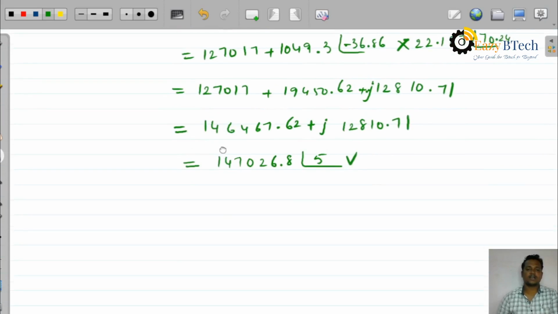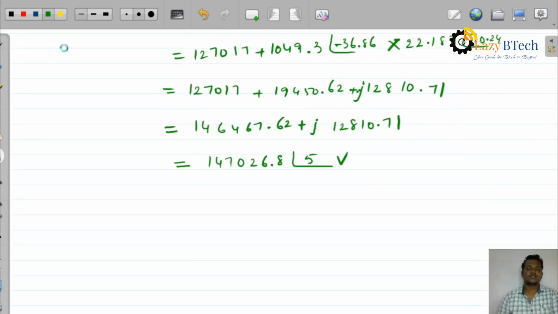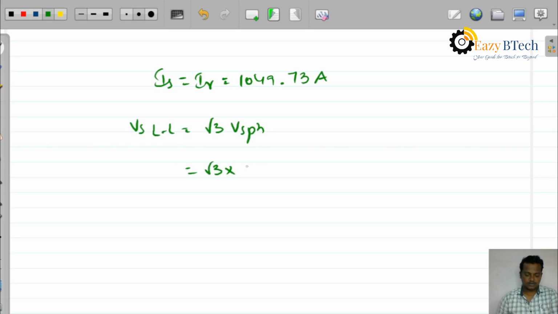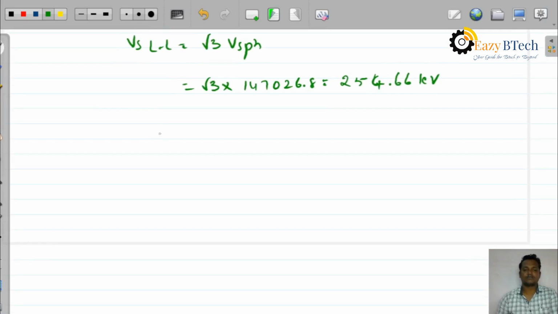This is the sending end voltage, and the sending end current is nothing but the receiving end current in a short transmission line. IS equals IR, which is 1049.73 amperes. Now the sending end line to line voltage is root 3 into the sending end phase voltage. Root 3 into 147026.8 gives the sending end line to line voltage as 254.66 kV.